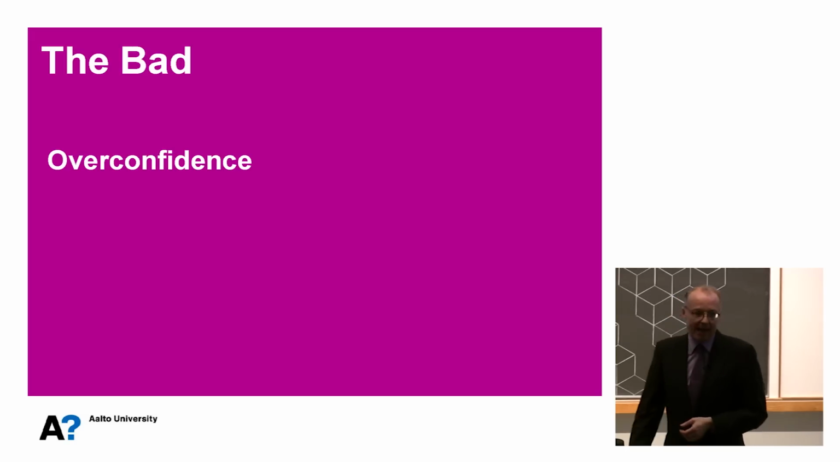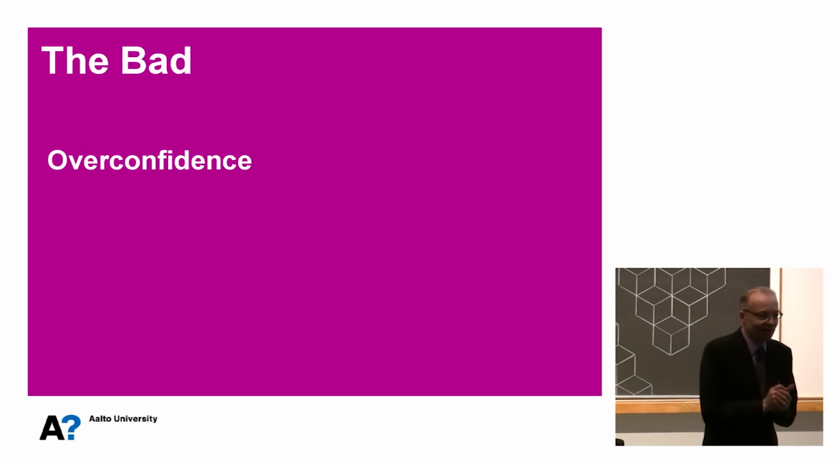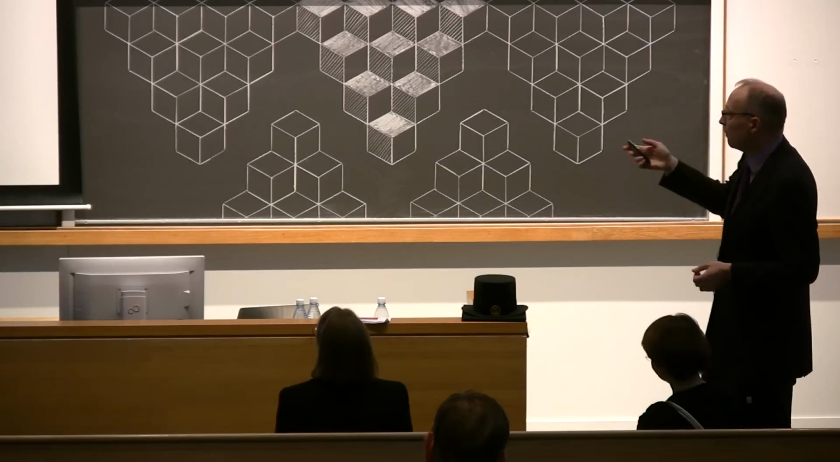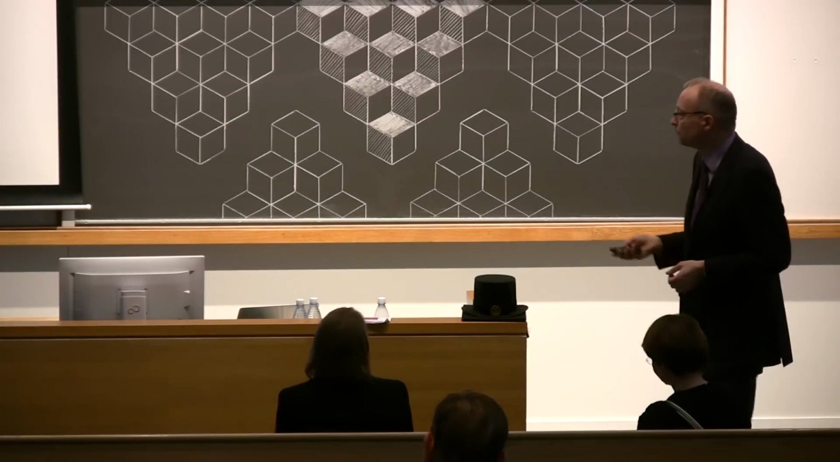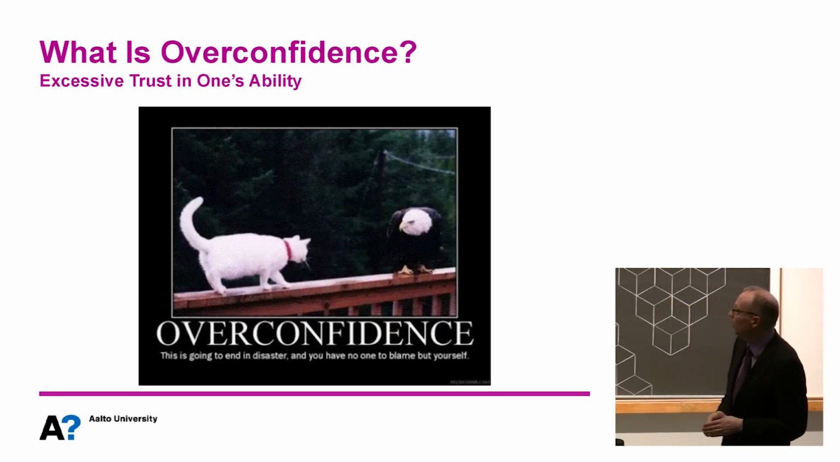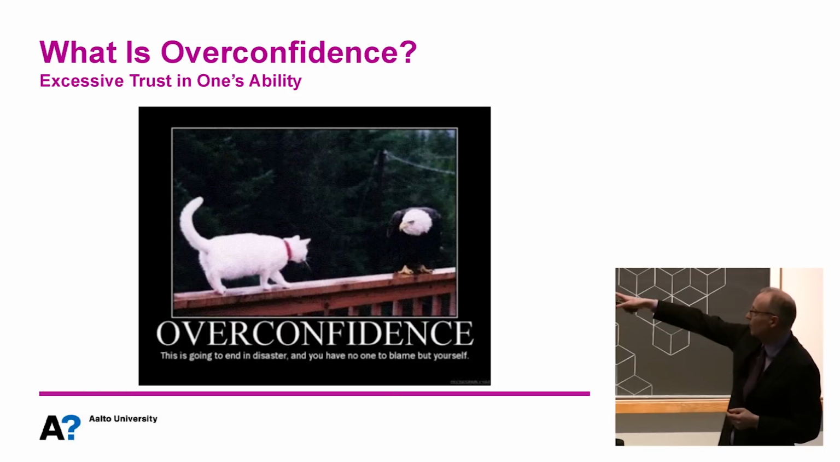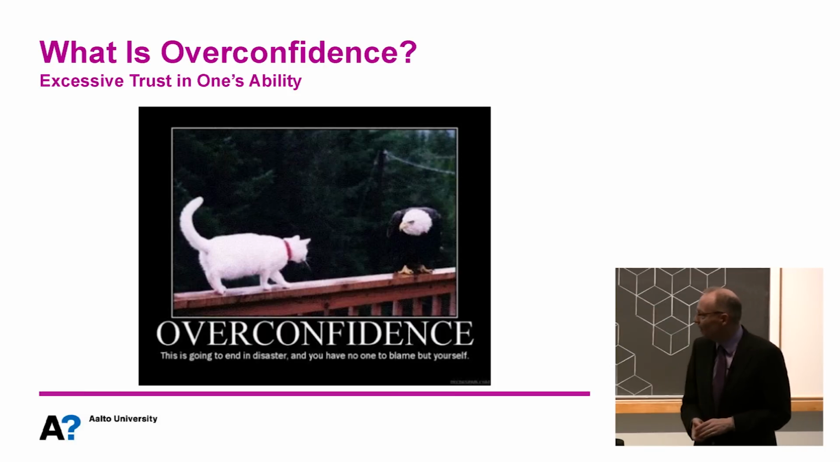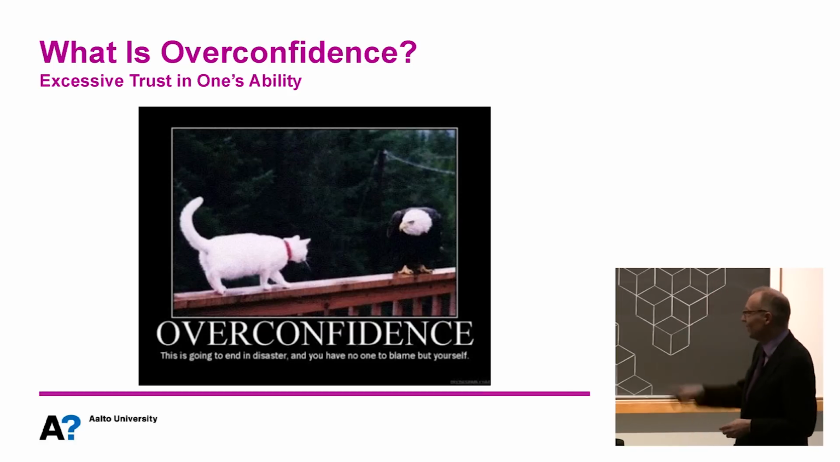Okay, bad. So behavioral biases can also be bad. And here's an example of overconfidence. First I've taken an example from the animal kingdom of overconfidence. Here we have an overconfident cat. Basically, this cat has some excessive trust in its ability when it's trying to approach a falcon or an eagle.